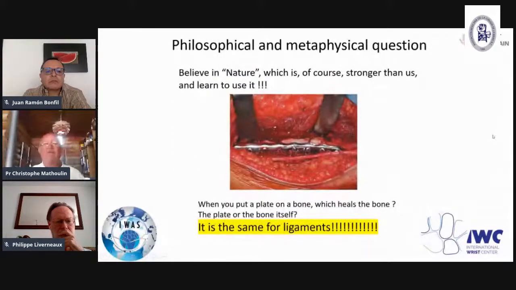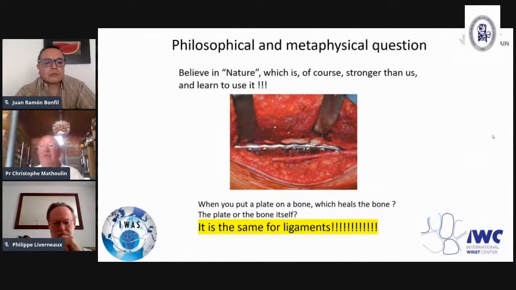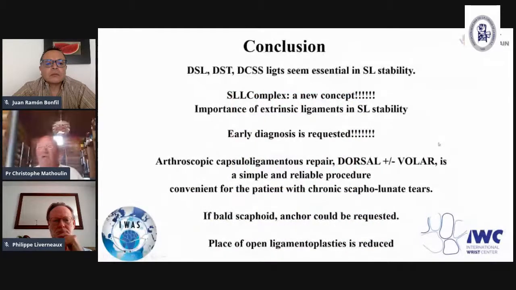So, in fact, we have to believe in nature, which is, of course, stronger than us, and we have to learn to use it. When you put a plate on a bone, it is not the plate which is the bone; it's the bone itself. It's the same for the ligament, and it's why the technique I propose is, of course, to be ameliorated, but it's very interesting because we just restore the anatomy.